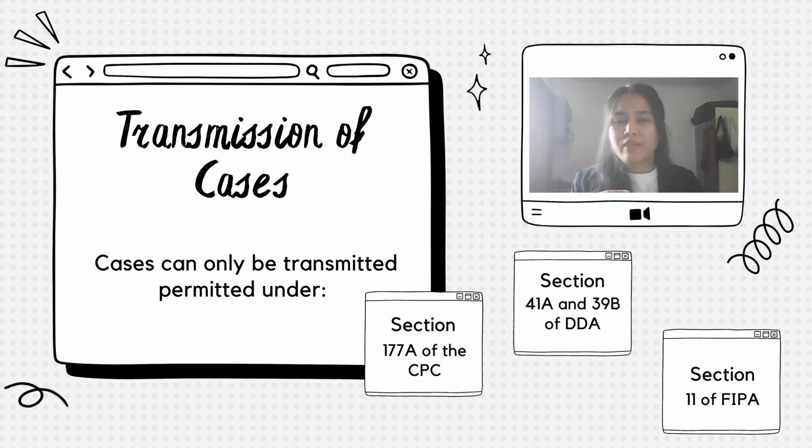Now I will be explaining regarding the transmission of cases. Transmission of cases is specifically provided under Section 177A of the CPC, whereby it permits the transmission of a criminal case for trial before the High Court. Besides that, transmission of cases can also be seen under Section 41A and 39B of the Dangerous Drugs Act and Section 11 of the Firearms Increased Penalties Act, which will be explained later in the video.